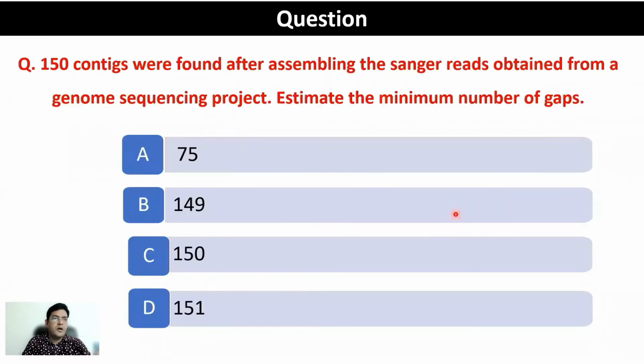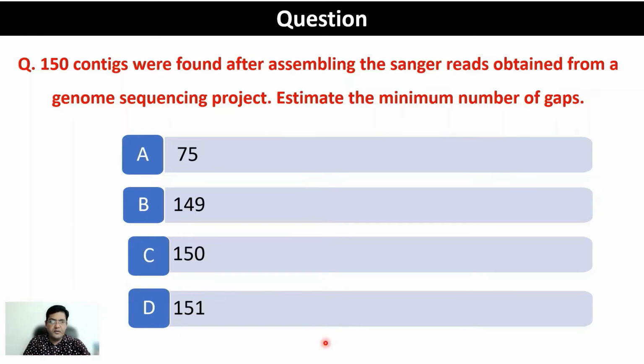So here we are, and the question is, 150 contigs are found after assembling the Sanger reads obtained from a genome sequencing project. Estimate the minimum number of gaps that are present. And your options include A, 75, B, 149, C, 150, and D, 151. So to answer this, let me take you back to the previous slide.